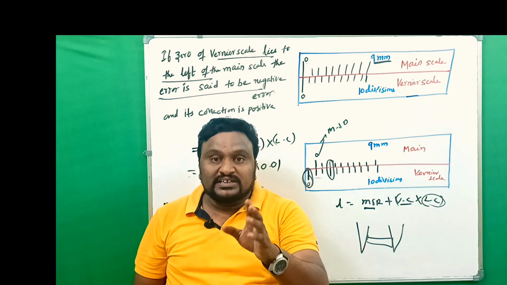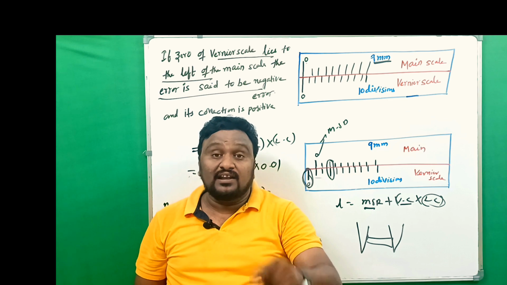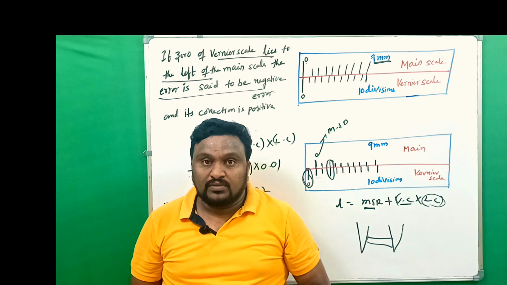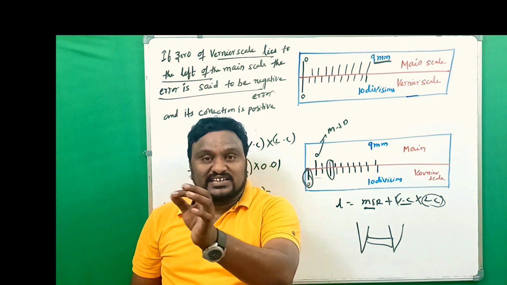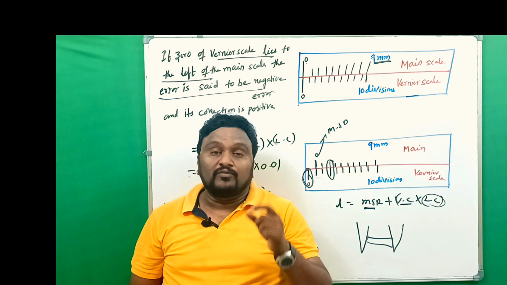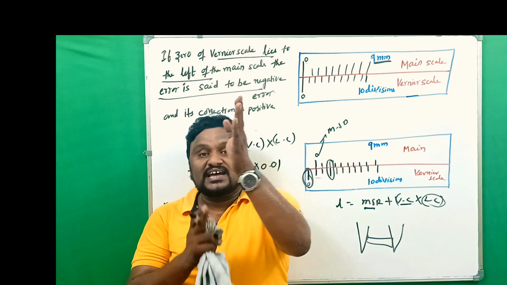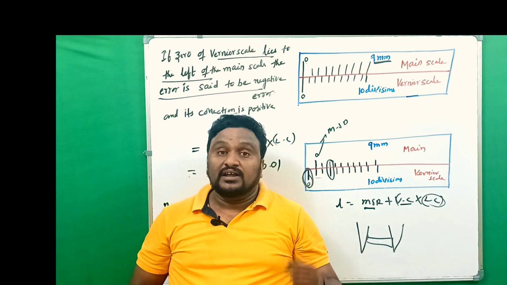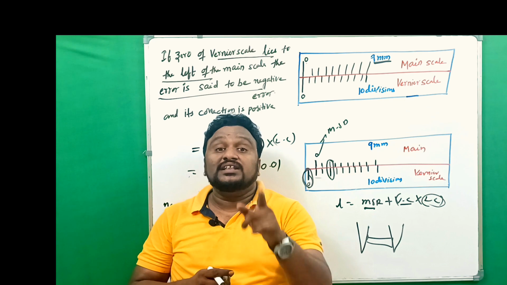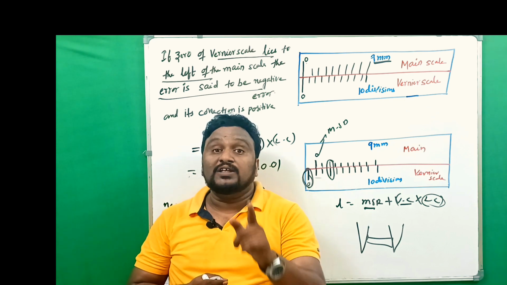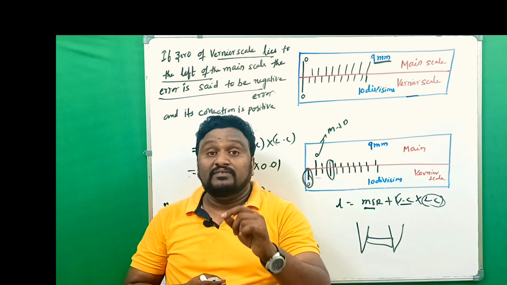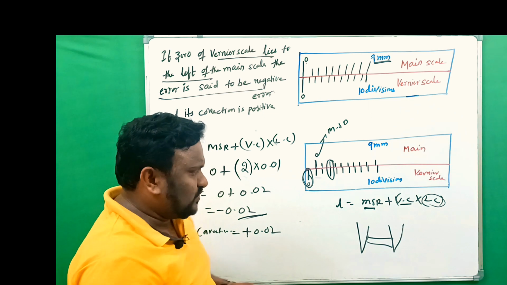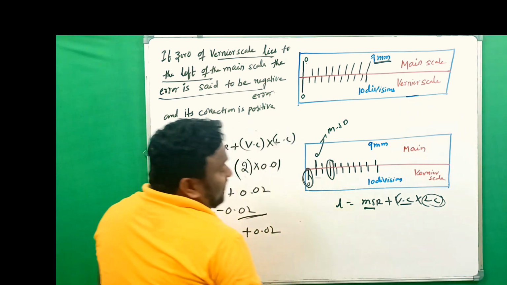Among the 10 divisions of the vernier scale, one division must exactly coincide with one main scale division. That particular main scale division is not considered, because we are taking the vernier coincidence. That's why we take the value on the vernier scale: the division which coincides with the main scale should be taken as VC. We already discussed this, so I am going directly here.